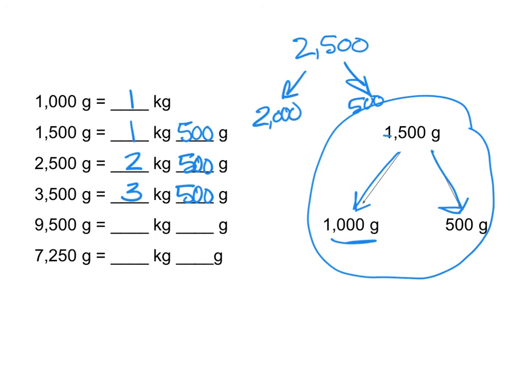Alrighty, same thing, 9,500 grams. You should have that pattern in your head by now. Well, we've got 9 kilograms, and we've got 500 grams left over. 7,250 grams. Again, that 7,000 there can give us 7 kilograms, and we're left with 250 grams.